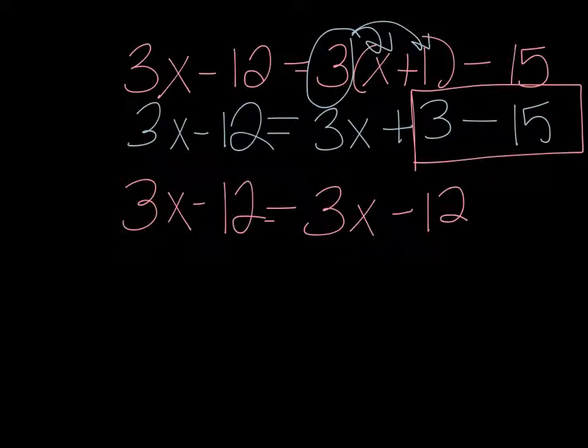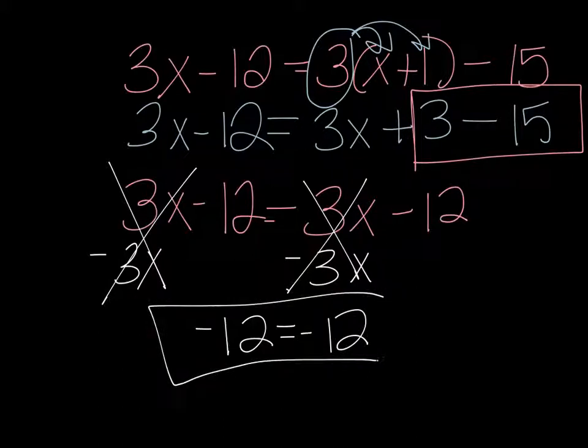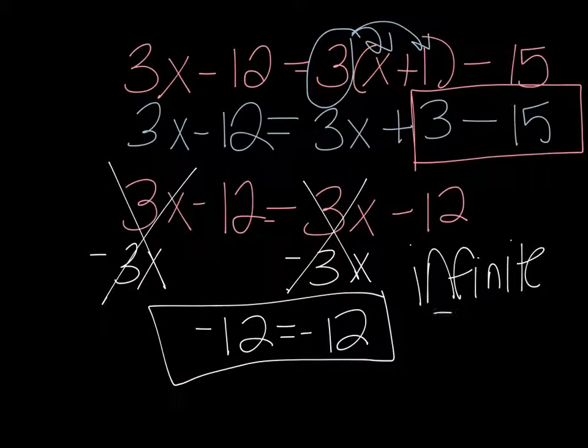If you don't believe me, we can just keep solving. So let's keep moving. Okay, so now to move 3x, in order to move it over, I'm going to subtract 3x on the left and subtract 3x on the right. When that happens, the left side's killed off and the right side's killed off. So now we have negative 12 equals negative 12. That will always be true no matter what. Negative 12 is always going to equal itself. So we're going to write infinite solutions.